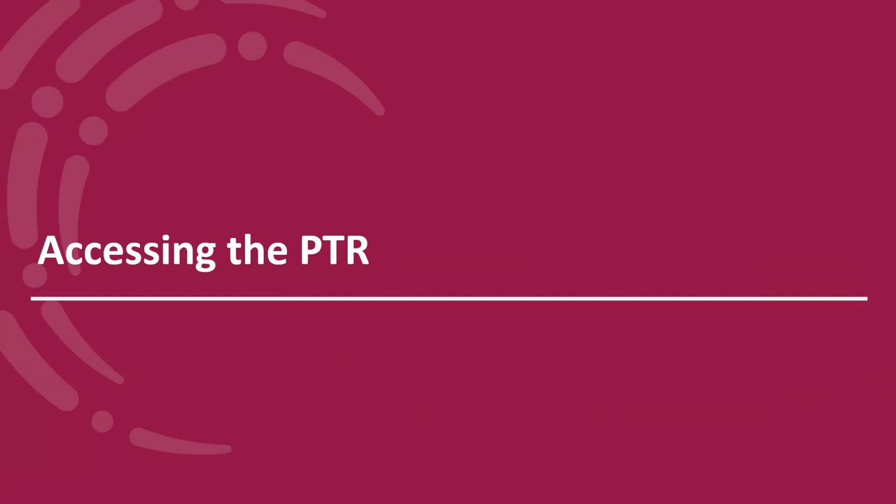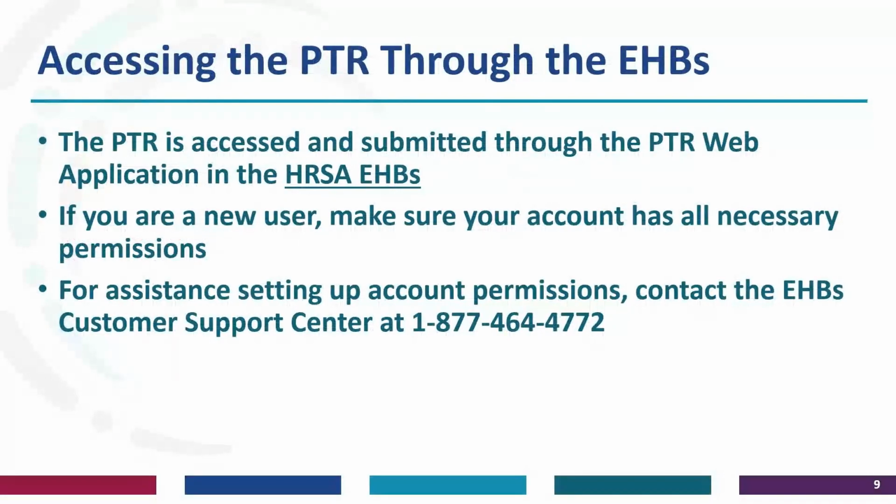So let's start by looking at how to access the PTR in the EHBs. As I mentioned earlier, the PTR is submitted in the HRSA EHBs, specifically the PTR web application. You'll need to make sure that your account is set up with the correct permissions to be able to access the report if you are a new user. If you need any help doing that, you can always contact the EHB customer support.